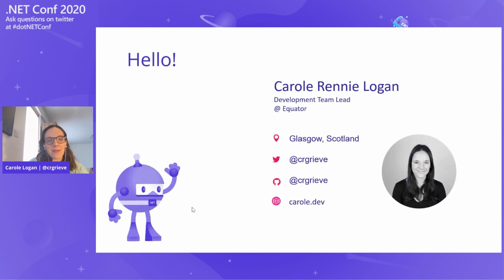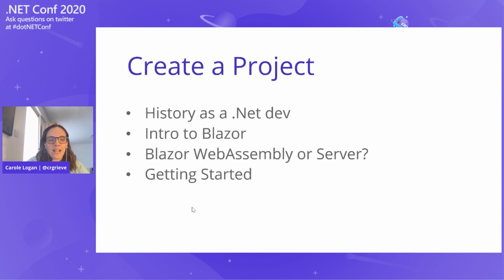I'm Carol. I'm a development team lead and a .NET developer at Equator, and I'm in Glasgow, in Scotland, in case you can't tell from the accent. And you can find me on Twitter or on GitHub or on my own blog there. What we're going to do is go through how we can create a project using Blazor. So we're going to go through history as a .NET developer, how maybe our stack's changed over the last few years. We're going to go into an introduction to Blazor, and then the difference between Blazor WebAssembly and Blazor Server, and then we're actually going to get started on creating that project.